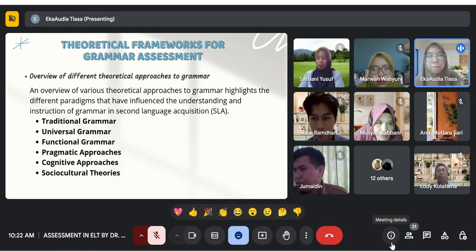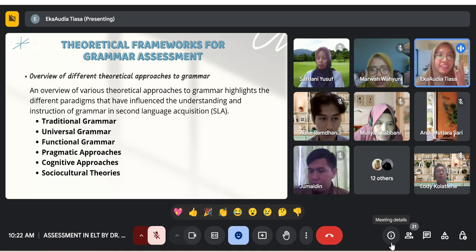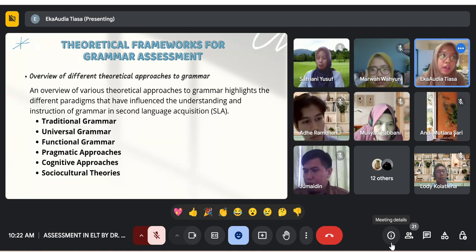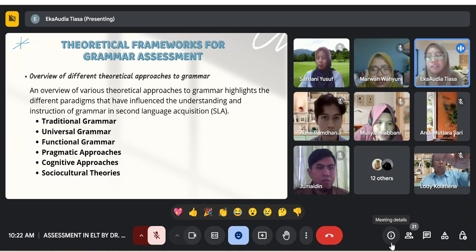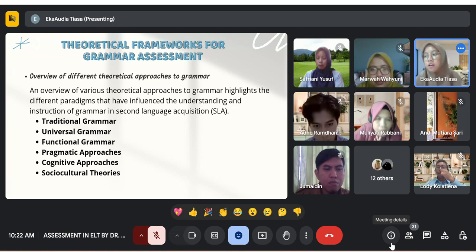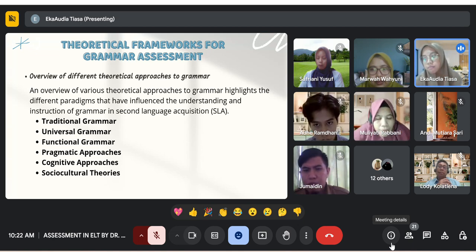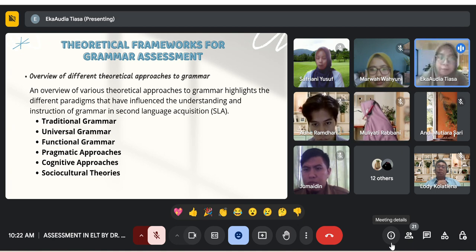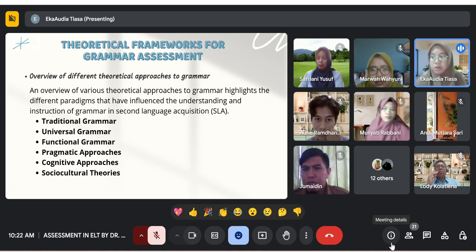Traditional grammar emphasizes the structural rules of language, prioritizing the memorization of grammatical rules and definitions. As I said before, it is like the formulas that talk about the tenses. The next is universal grammar. Universal grammar refers to language acquisition as an innate human ability, where all languages share a fundamental structural framework. The next is functional grammar.